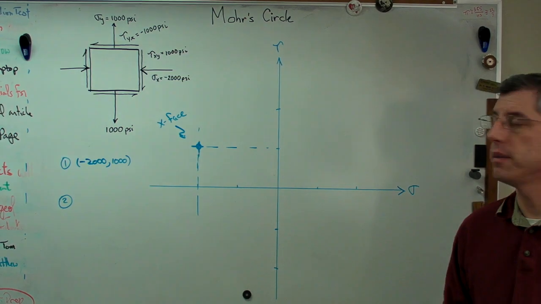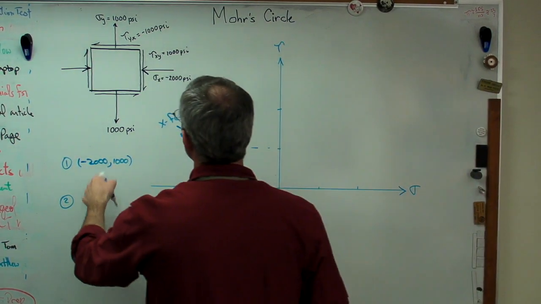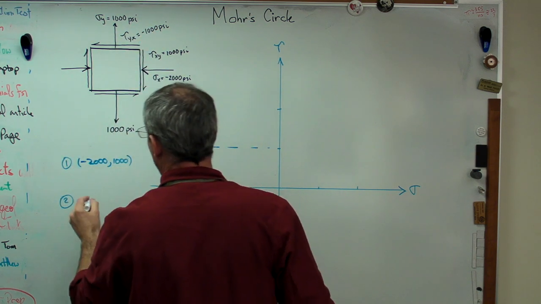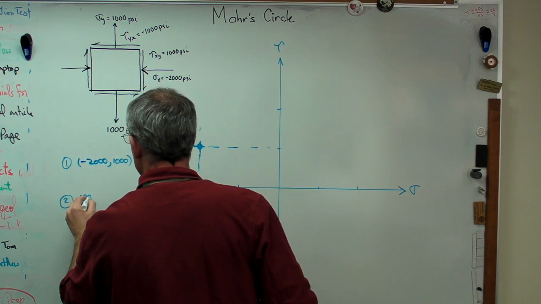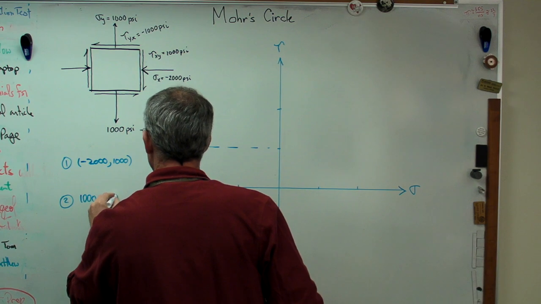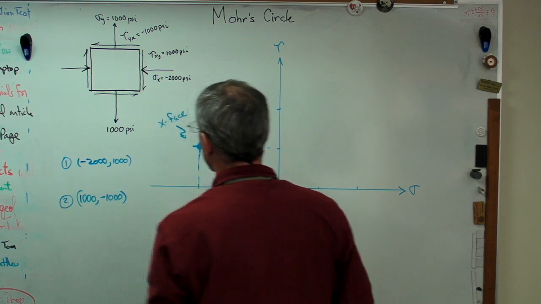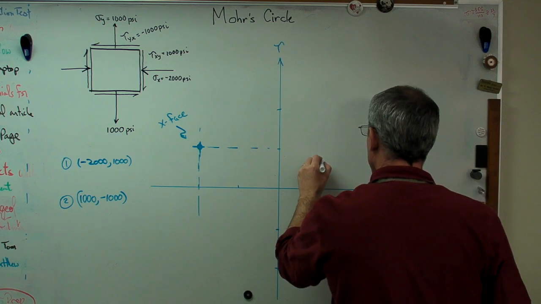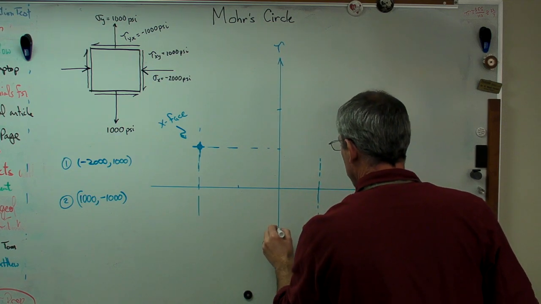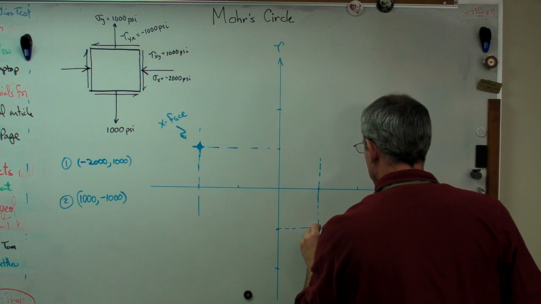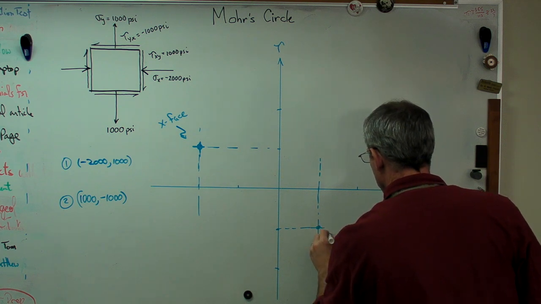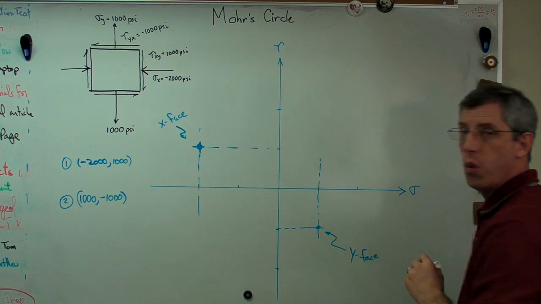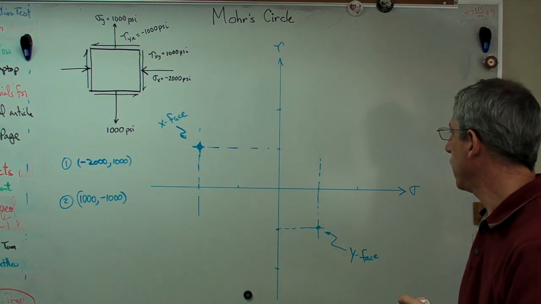of the stress element. Now, next point we're going to plot is sigma y, which is positive 1,000, and tau xy is minus 1,000. So this is going to look like this. That's point number 2. That's going to be from the Y face. So I go over 1,000 here in the positive direction and down 1,000. And that's data from the Y face of the stress element.